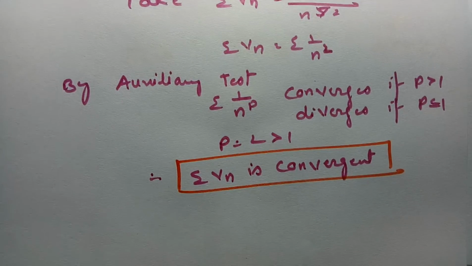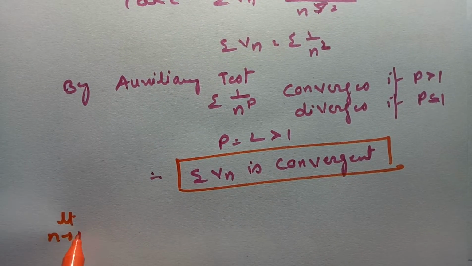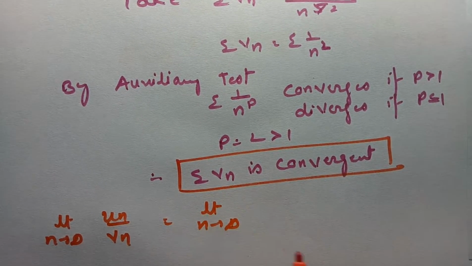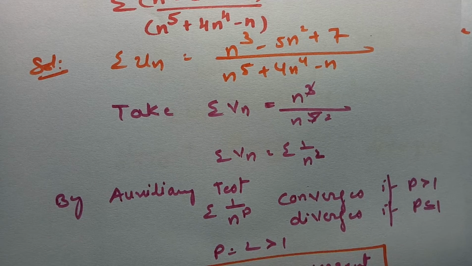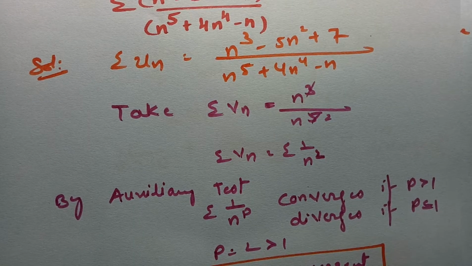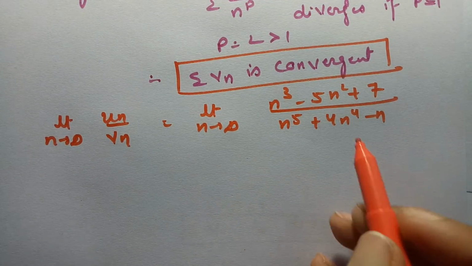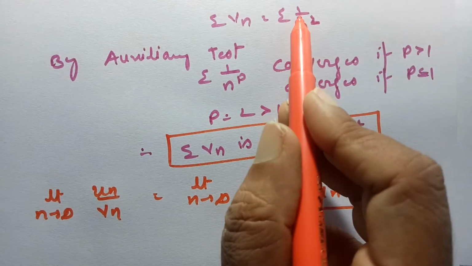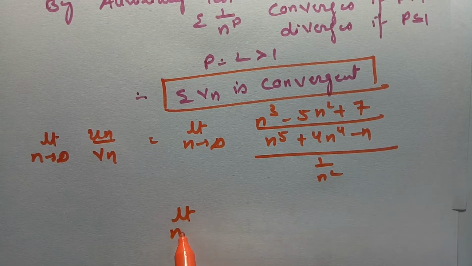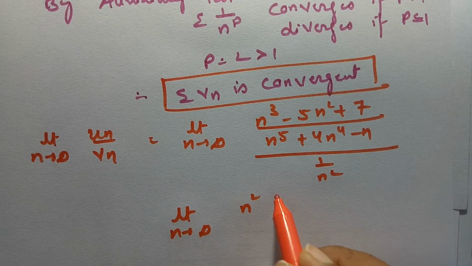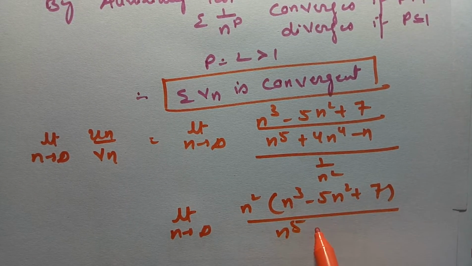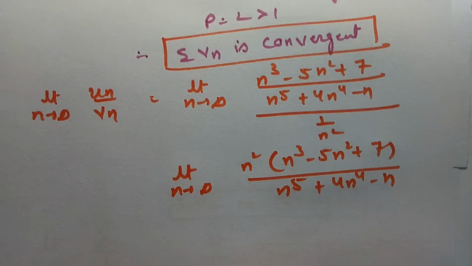So next we have to go for the comparison test. For that, limit n tends to infinity, we have to calculate u_n by v_n. u_n is nothing but n cube minus 5n square plus 7 by n power 5 plus 4n power 4 minus n. This is our u_n by v_n. What is v_n? v_n is nothing but 1 by n square. So I am taking n square to the numerator, that it will be limit n tends to infinity n square into n cube minus 5n square plus 7 by n power 5 plus 4n power 4 minus n.